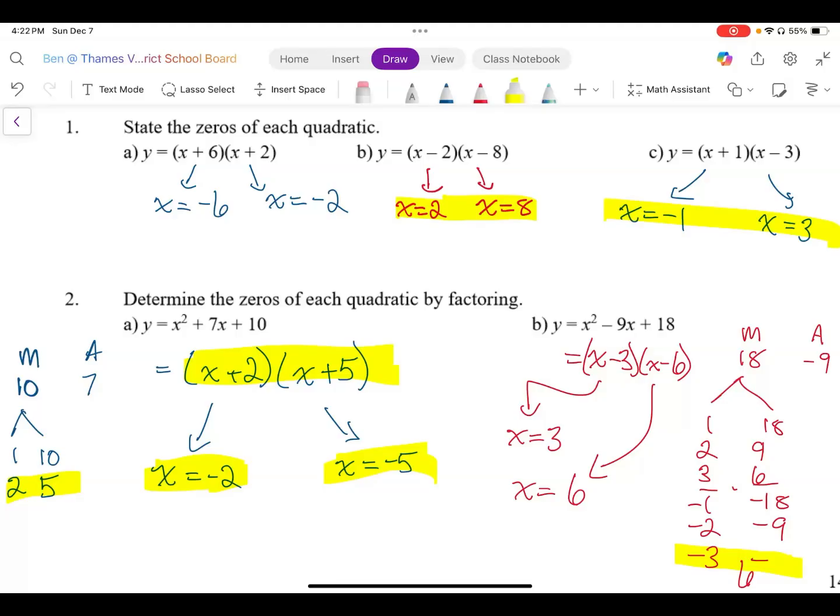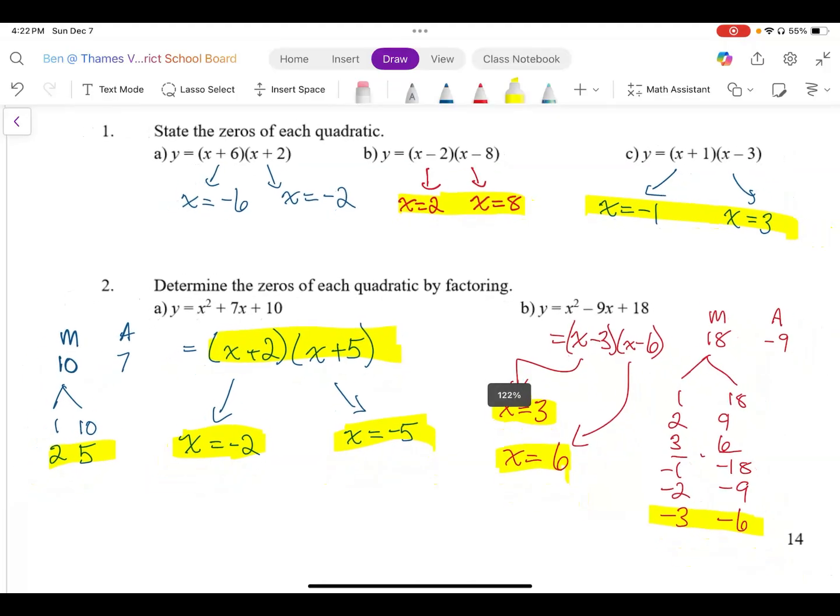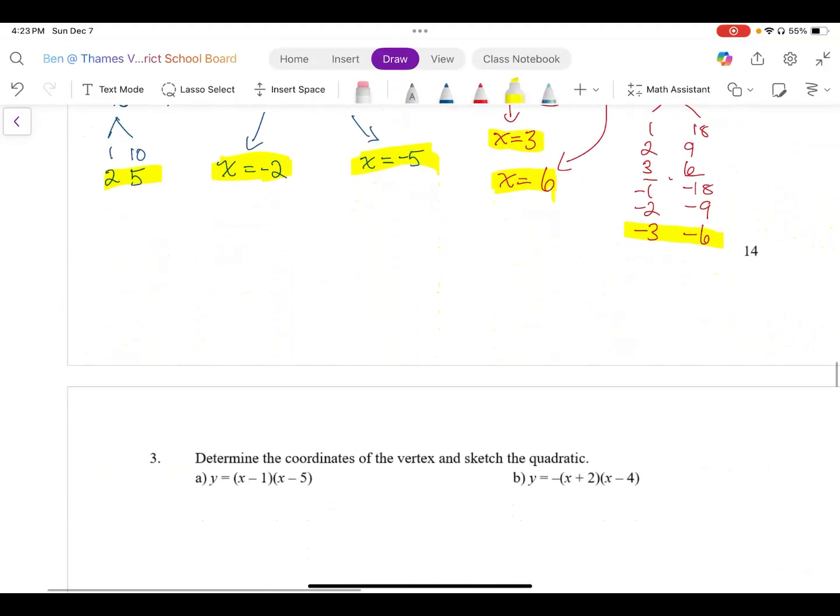Good, okay, where again we found the two numbers we were looking for, -3 and -6, and then we made sure that we were able to set it into factored form. Once it was set into factored form, we were able to pull out the zeros. In this case, we have two positive zeros, x equals 3 and x equals 6. Now, we're going to jump into question 3.